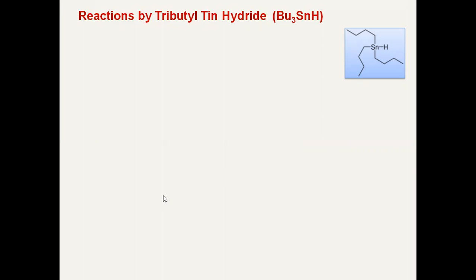Let us go for the next molecule, reactions by tributyltin hydride. How the reactions of tributyltin hydride take place, we will discuss this, we will try to understand this. Okay. So now remember this tributyltin hydride, the structure is here before you. There are three butyl groups and the central atom is tin and hydrogen is attached to this.